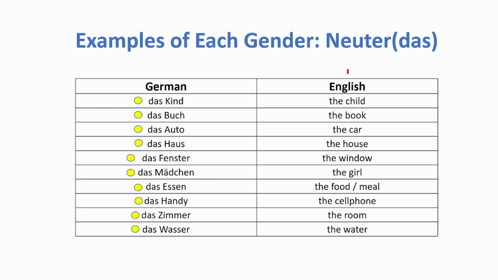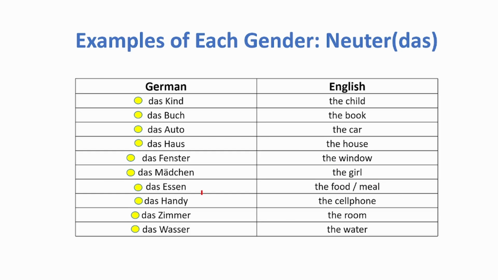Examples of neutral nouns. Das Kind means the child. Das Buch means the book. Das Auto means the car. Das Haus means the house. Das Fenster means the window. Das Mädchen means the girl.